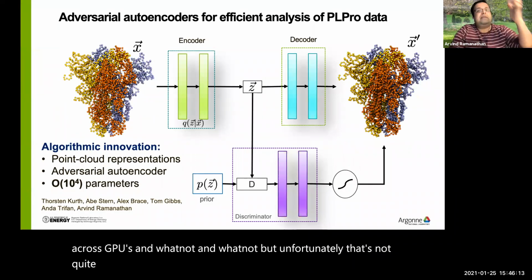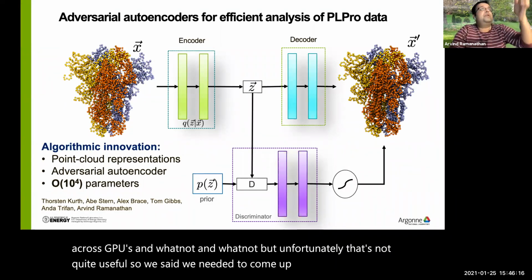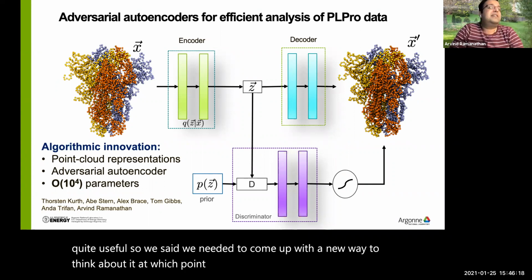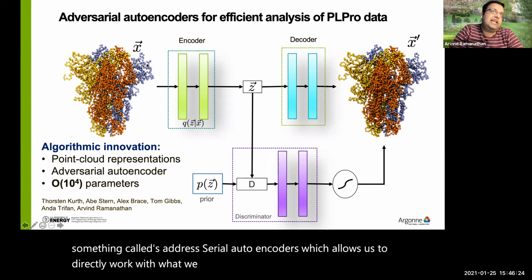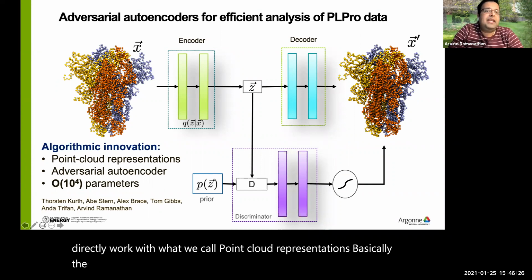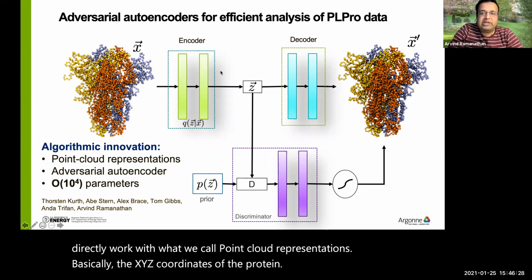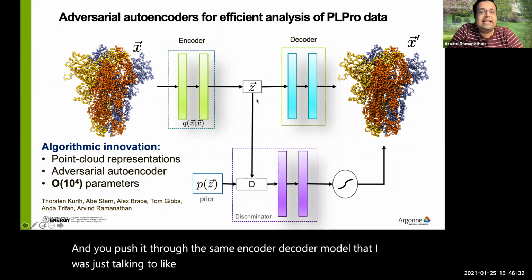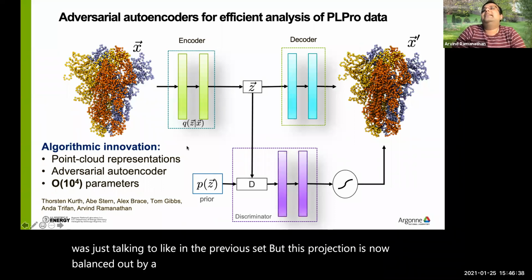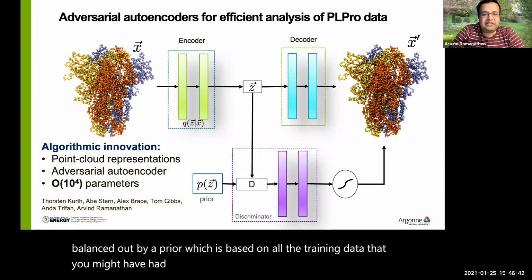So we said we needed to come up with a new way to think about it, at which point we said we are going to apply something called adversarial autoencoders, which allows us to directly work with what we call point cloud representations, basically the XYZ coordinates of the protein. And you push it through the same encoder-decoder model that I was just talking about in the previous set. But this projection is now balanced out by a prior, which is based on all the training data that you might have had access to from the simulations.